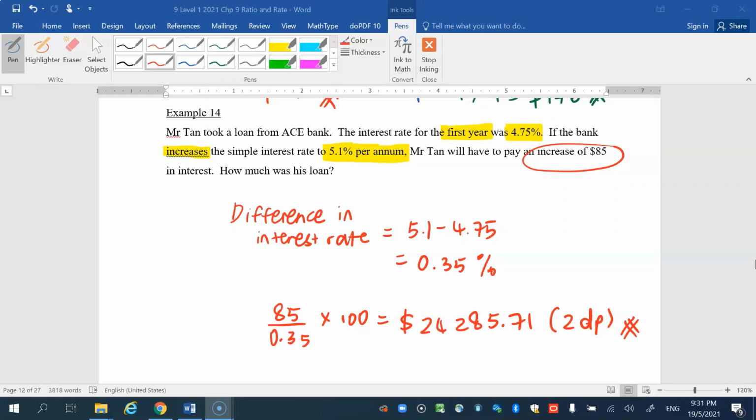Very good. With that, we end the section on simple interest. The next section on hire purchase will be covered in another video.